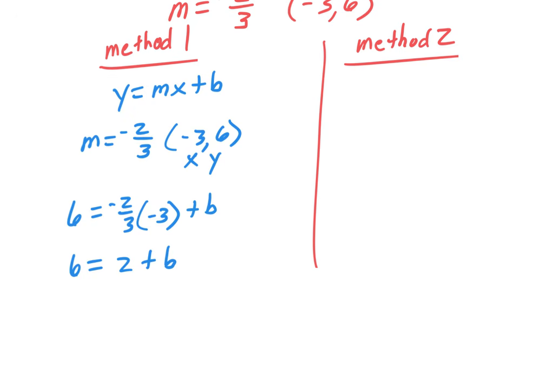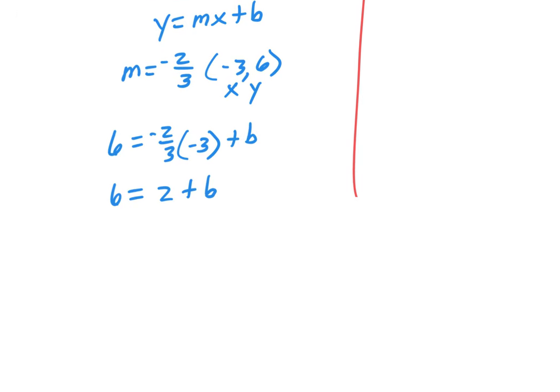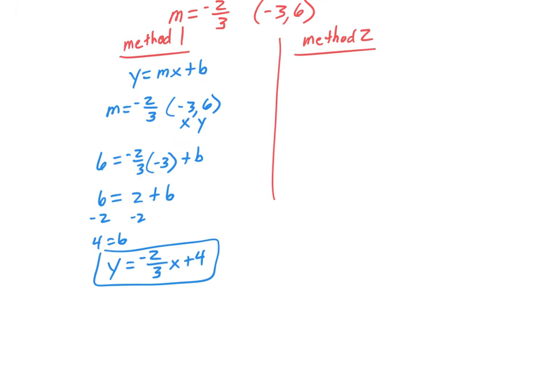And we can do that pretty quickly. Now, sometimes it's not always going to be a nice whole number, but that's okay. In this case, it is. And then we can subtract 2 from both sides, and I get b equals 4. So when I finish out my equation here, we're always going to finish in slope-intercept form. That's our equation. Okay, that's one way to get there.